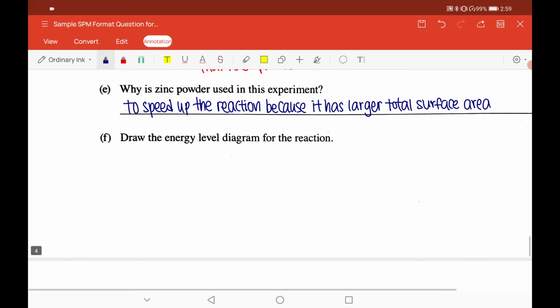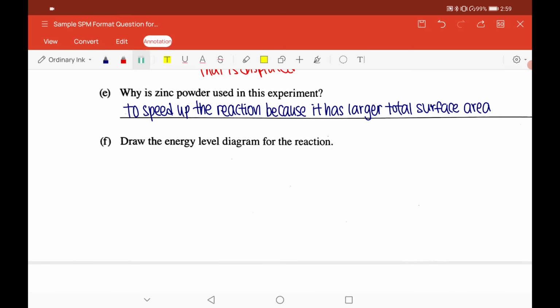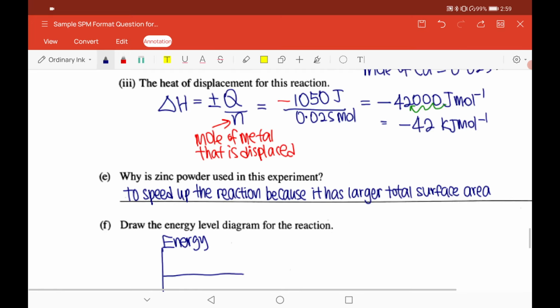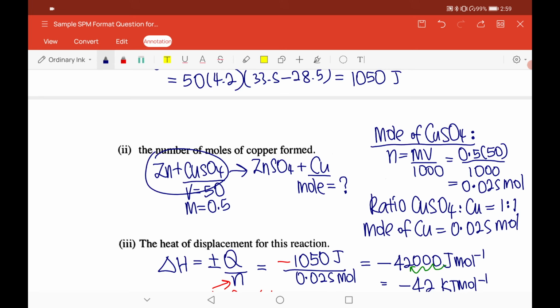So the next one, you need to draw the energy level diagram. It is one level, the staircase. So now we need to draw the staircase diagram. How to draw it? First of all, we draw the y-axis, which is energy. You draw the first line as the reactant. So what is the reactant here? You can write zinc and copper sulfate.